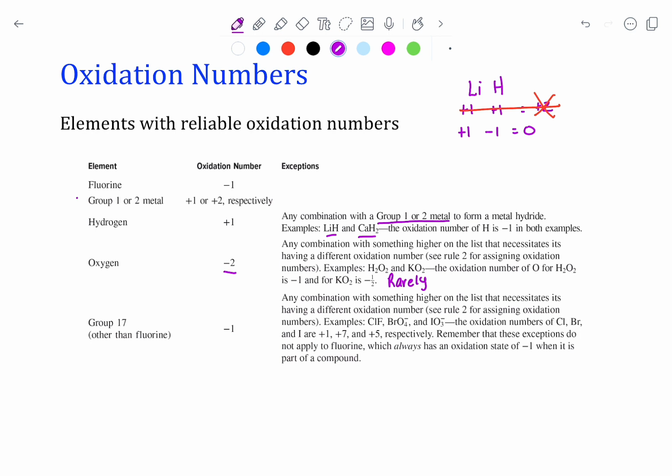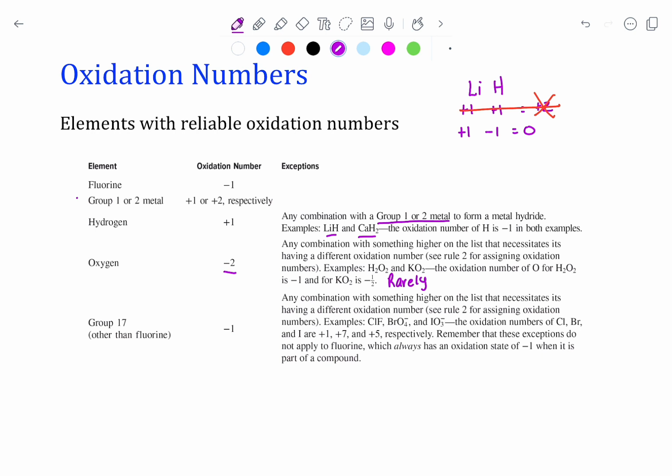Our final group of elements that have reliable oxidation numbers is going to be group 17, with the exception of fluorine. Fluorine is going to be at the top and always have the oxidation number of -1. So group 17, our halogens, are always going to have an oxidation number of -1, unless the exceptions are any combination with something higher on this list that follows our rules for assigning oxidation numbers. So we have some examples there.